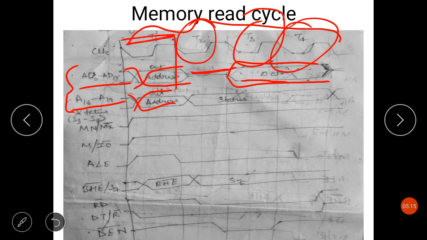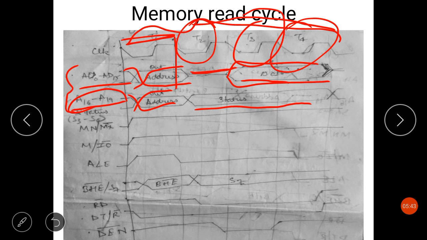So during T2, T3 and T4, status signals S3, S4, S5 and S6 are carried by the A16 to A19 lines. You can see here that S3, S4, S5 and S6 are being carried by these lines. That is, I've written A16 to A19 slash S3, S4, S5, S6. You can see the pin configuration also.